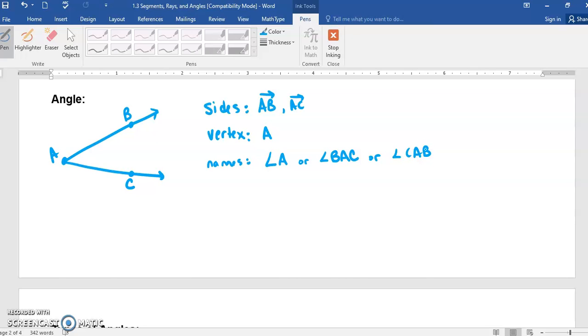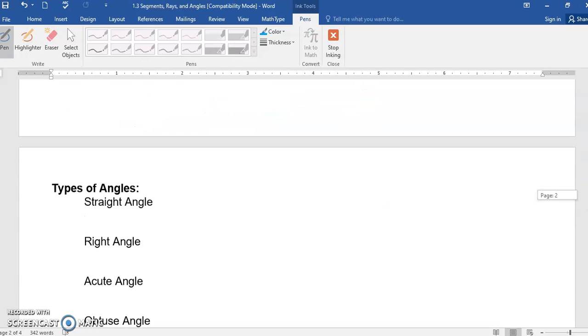Sometimes we have to use three letters if there's more than one angle with vertex A. The A must be in the middle. The vertex has to be the middle letter when you're doing that. That must be the vertex. Okay? Angle BCA is not correct.